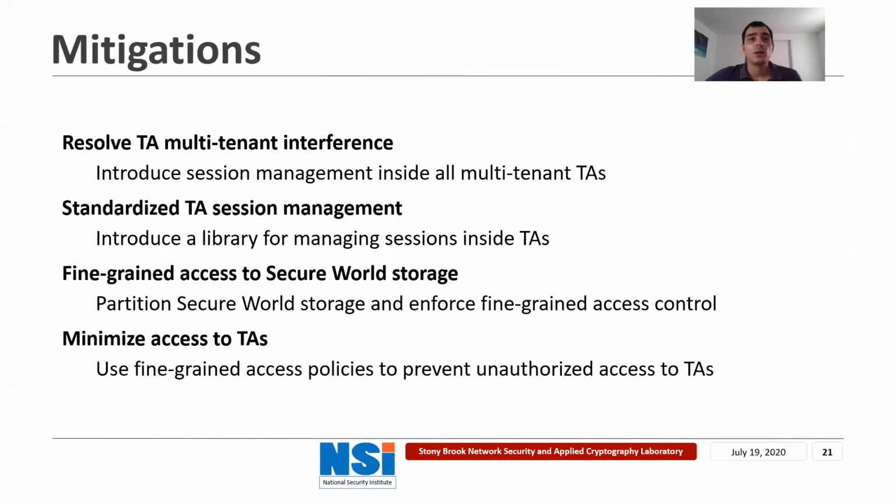Automatic analysis is helpful in identifying vulnerabilities already present inside TAs. However, it is preferable to prevent these vulnerabilities from being introduced at all. In the paper, we describe a set of potential mitigations against the discovered attack vectors. Briefly, standardizing session management, resolving multi-tenant interference, and minimizing access to TAs and secure resources could help prevent the appearance of horizontal privilege escalation vulnerabilities.